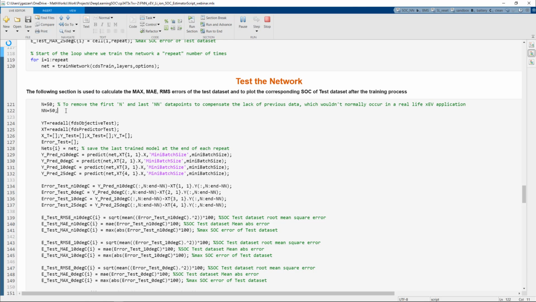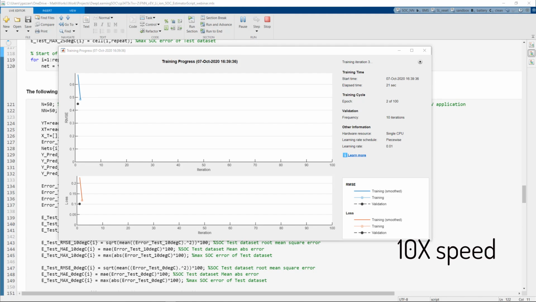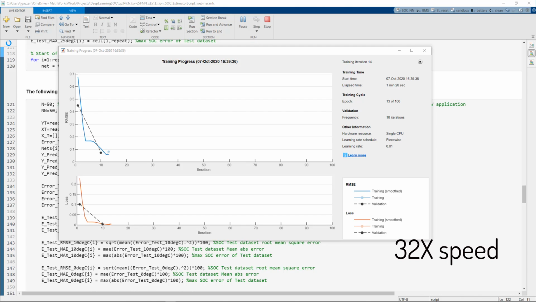This is what MATLAB shows when we start the training. Based on the time it takes to complete each iteration, we can estimate that 5,100 iterations times 5 repeats would take about 20 hours to complete the task.